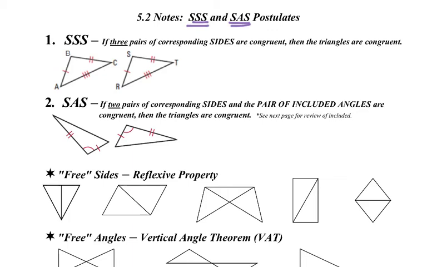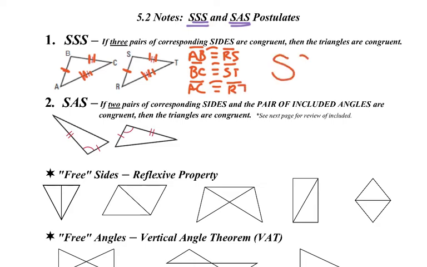The first shortcut to showing that triangles are congruent is called SSS. And SSS stands for side, side, side. So you can look here at this picture and see here is a pair of sides, right? That is representing that AB is congruent to RS. Here, this is representing that BC is congruent to ST. And this triple mark is representing AC is congruent to RT. So we have three pairs of sides.